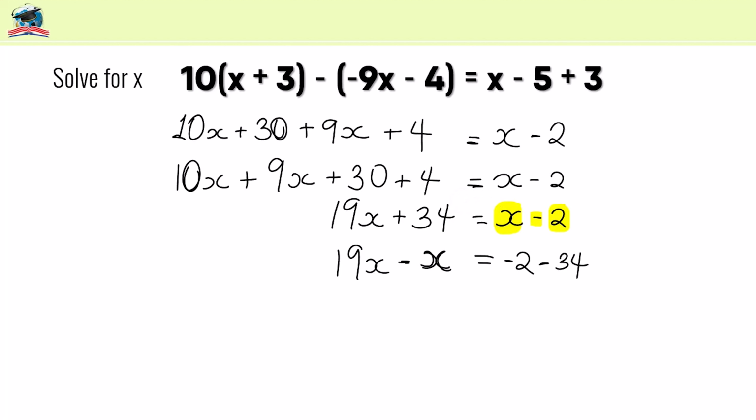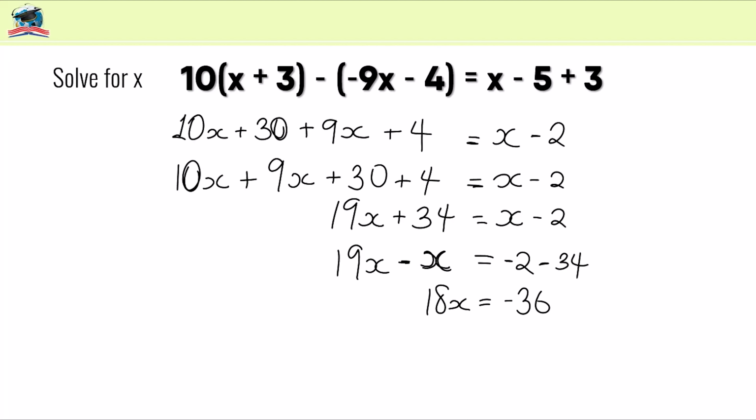Good. Now let's tidy up. So this one goes up, and then this goes, and this goes. Good. So what do we have then? We got 19x minus x, that gives us 18x. Beautiful. And then here we've got minus 2 minus 34 will give us a minus 36. Excellent.